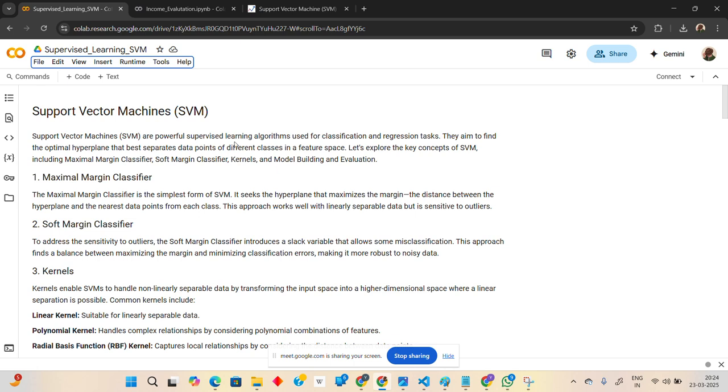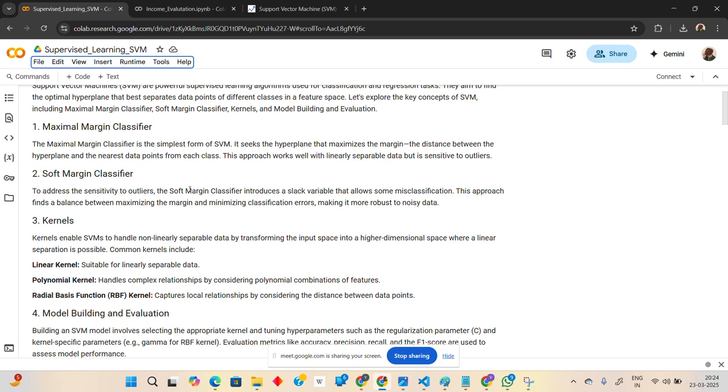I mentioned that here also. It is a supervised learning algorithm used for both classification and regression, but the actual aim is to find the optimal hyperplane that separates data points of different classes. I will soon explain what this hyperplane is and what this separation means. It is really interesting and very helpful to you.